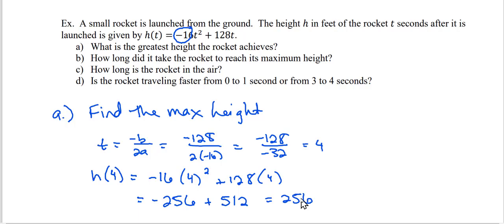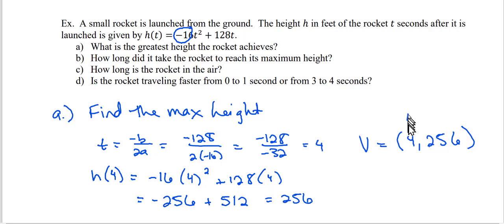128 times 4. Yeah, that is 512. Okay, very good. That means our vertex is at 256. We found the vertex, but that doesn't mean we understand what it really means.